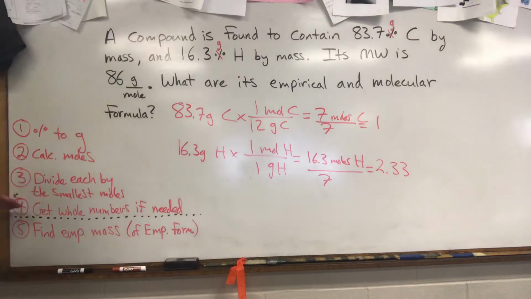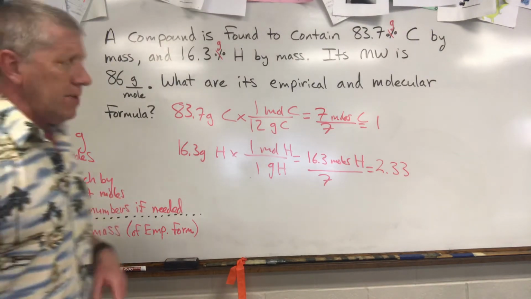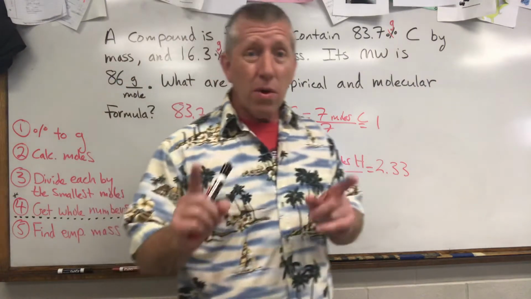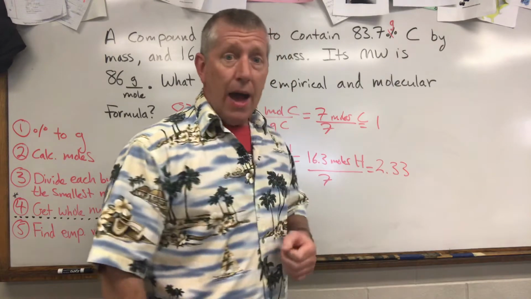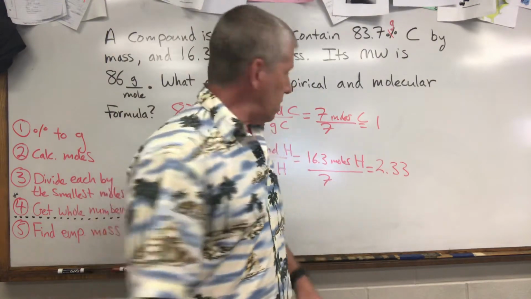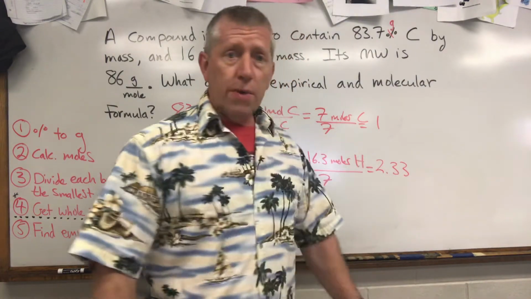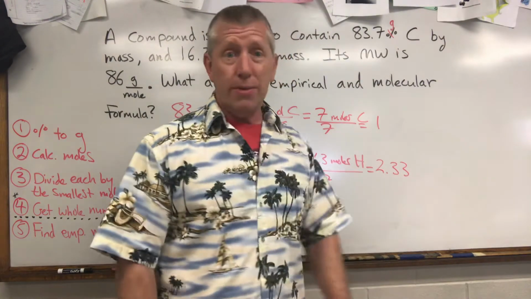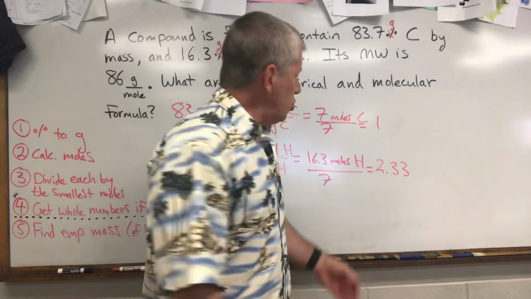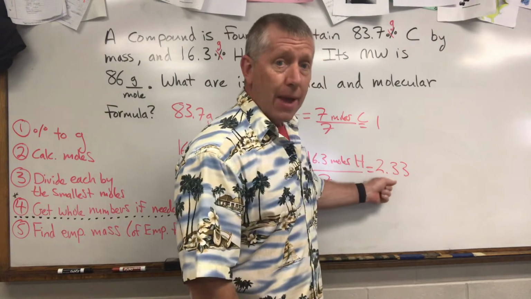Remember this 4th step that last time I didn't use? It says get whole numbers if needed. I don't have whole numbers here, do I? You have to have whole numbers in your empirical formula. I'm already pumped to write my empirical formula for this compound with these ratios, but I can't. You can't say C1 H2.33. You know that's wrong. So you need to get this into a whole number. How?